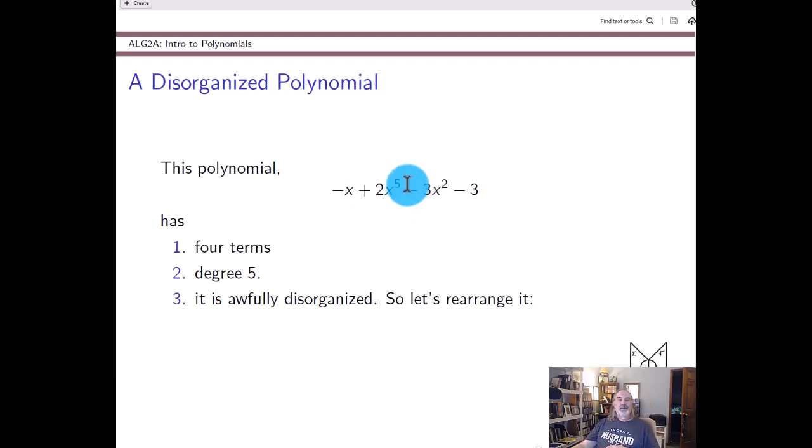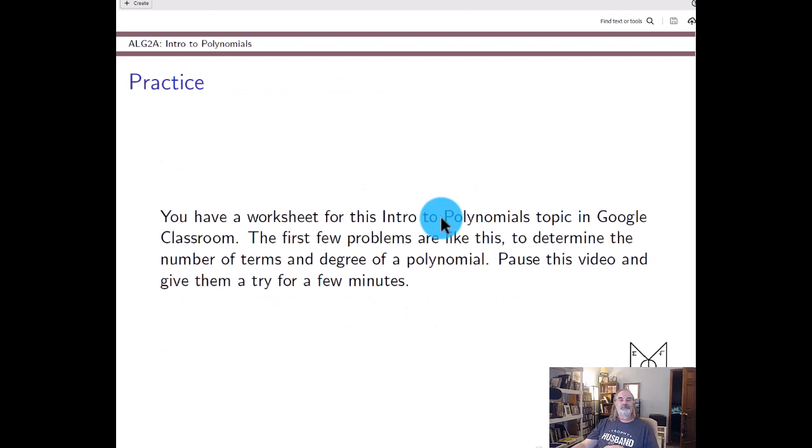But ideally, I would like the leading term, the 2x to the 5th, to go first and then descend from there. So I just need to move this negative x with the negative sign, pick it up, move it over, plop it down right before the 3, and now this looks more pleasing because the powers of x are in order in a decreasing fashion. That's normally how we like to see our polynomials.